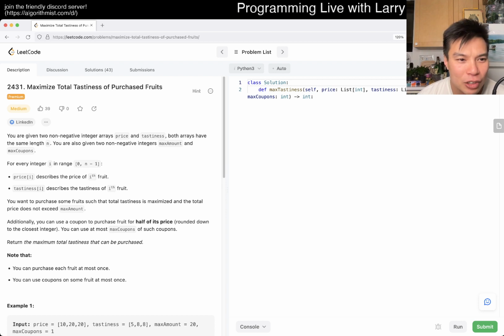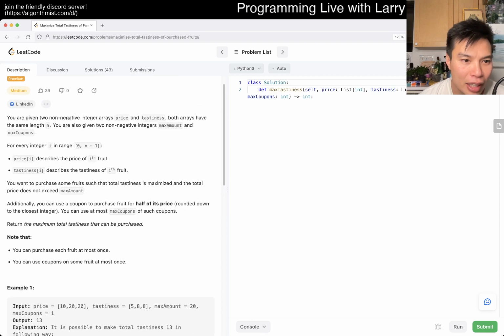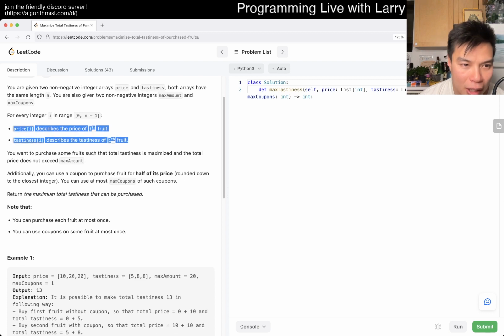Today's problem, let's actually read the problem. You have two non-negative integer arrays, price and tastiness. Both arrays have the same length n, so they're basically like a zipped array maybe. For every integer i, you want to purchase some fruit such that the total tastiness is maximized and the total price does not exceed max amount.